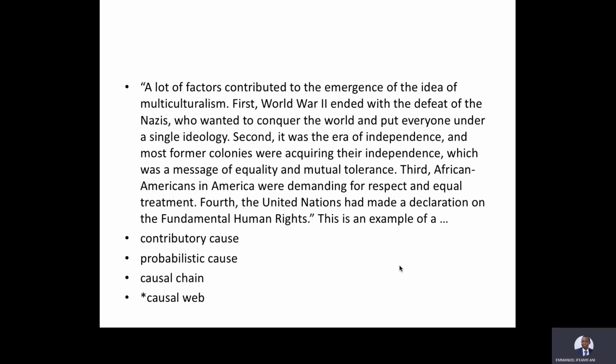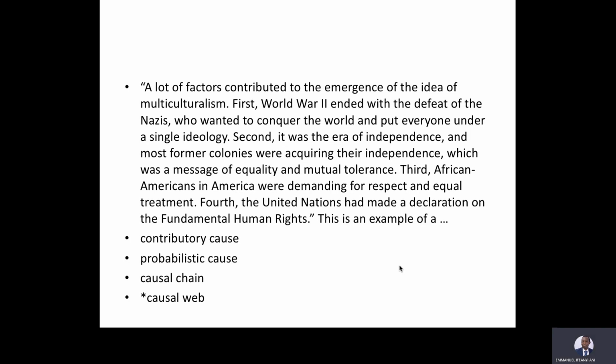A lot of factors contributed to the emergence of the idea of multiculturalism. First, World War II ended with the defeat of the Nazis who wanted to conquer the world and put everyone under a single ideology. Second, it was the era of independence, and most former colonies were acquiring their independence, which was a message of equality and mutual tolerance. Third, African Americans in America were demanding respect and equal treatment. Fourth, the United Nations had made a declaration on the fundamental human rights. This is an example of a contributory cause, probabilistic cause, causal chain, causal web.